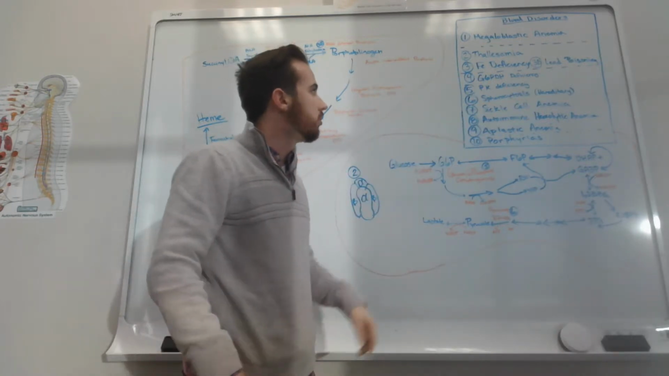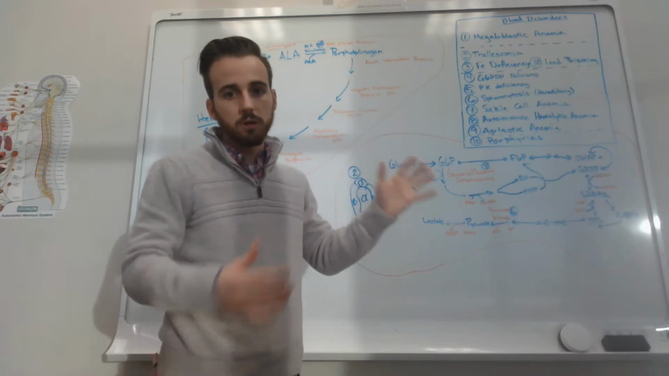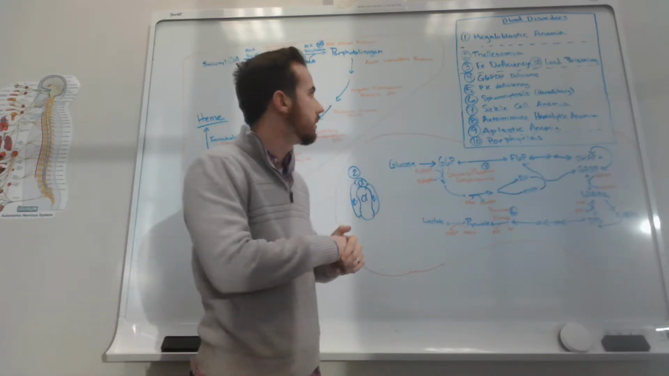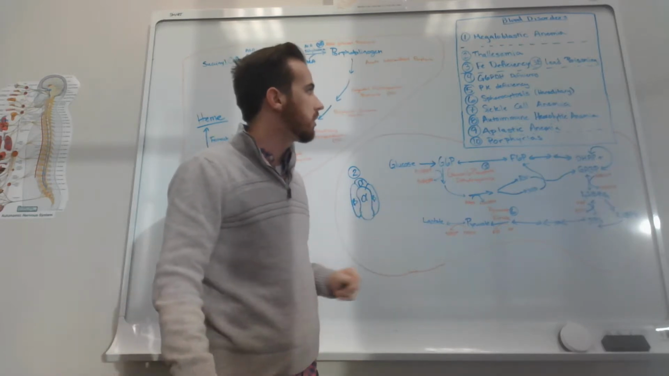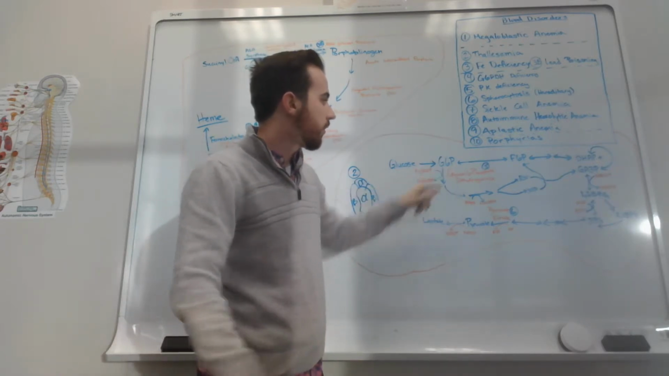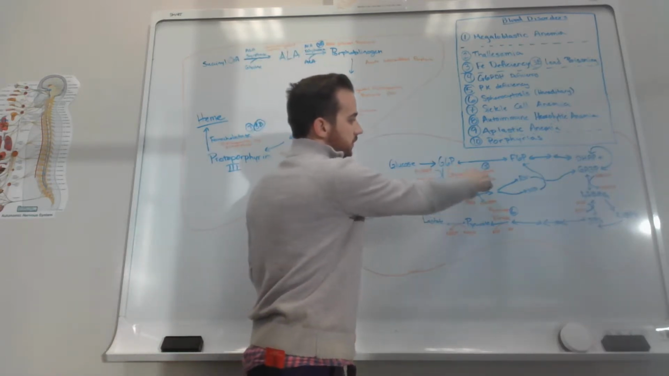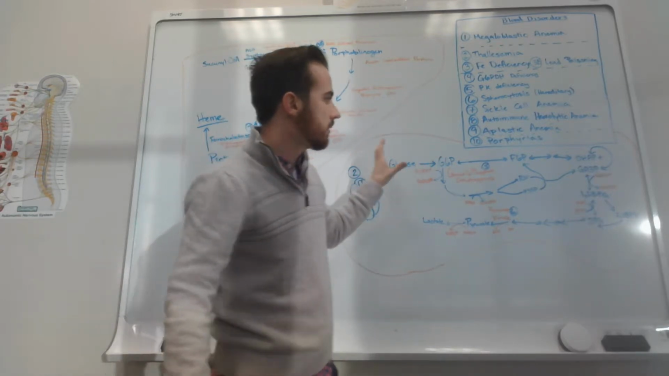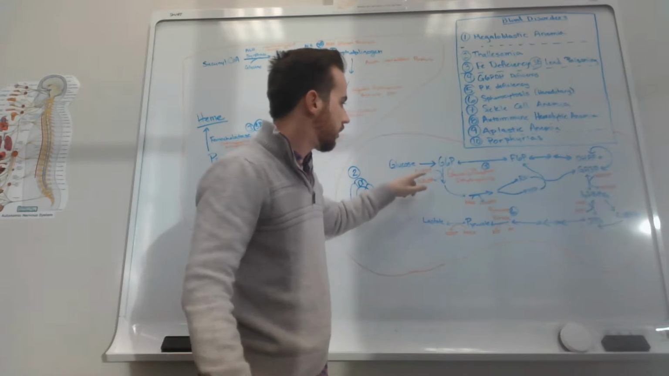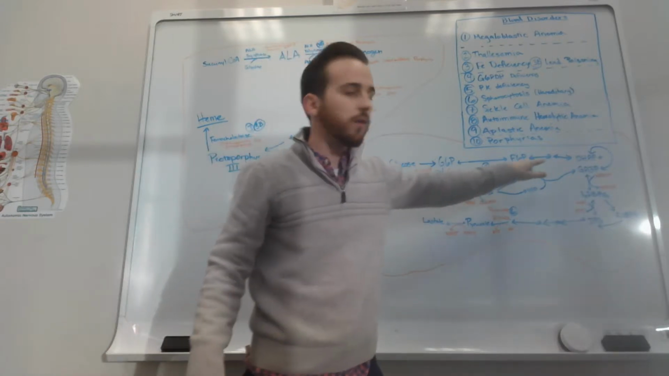Now let's jump on to our normocytic anemias. From here on out, we're going to be talking about normocytic anemias. First of all, we have glucose 6-phosphate dehydrogenase deficiency. Glucose 6-phosphate dehydrogenase is this molecule right here. Now, this is important in what's called the pentose phosphate pathway.